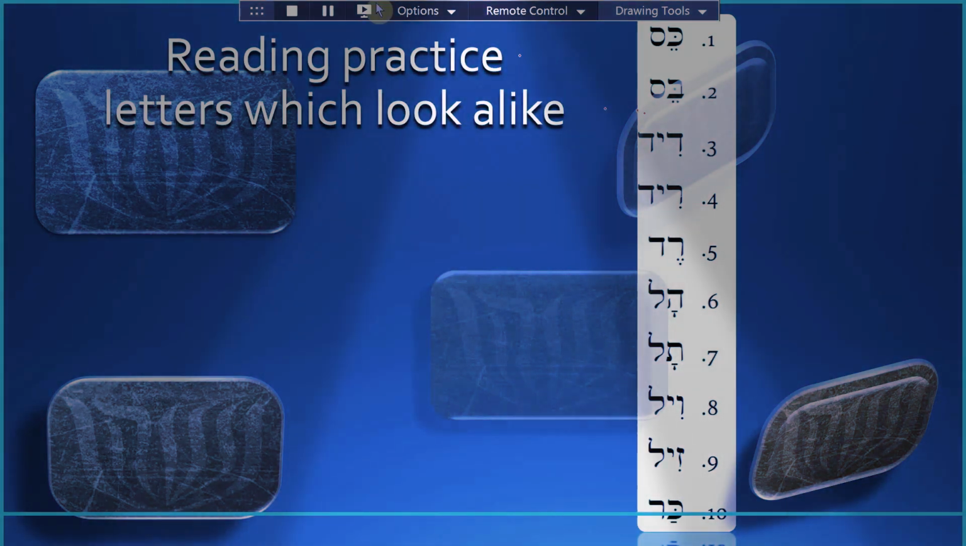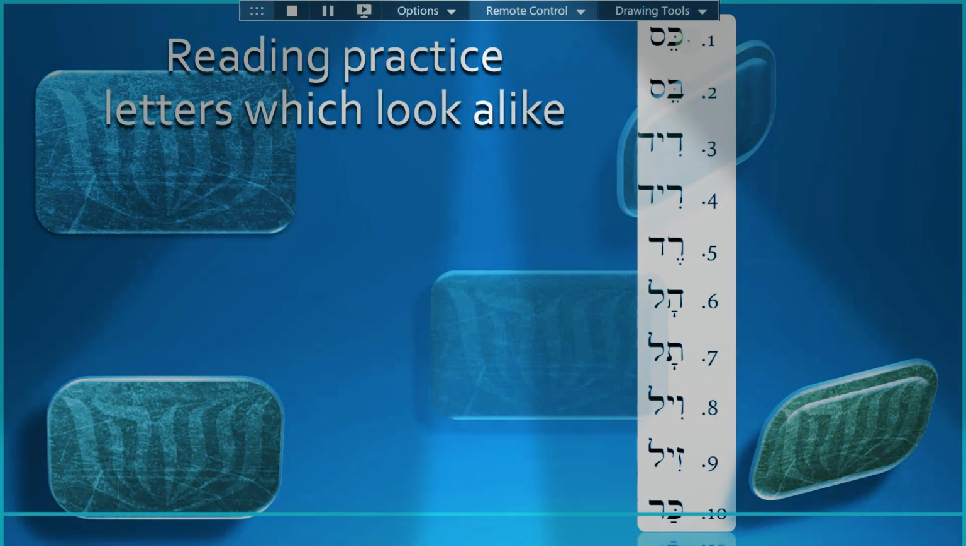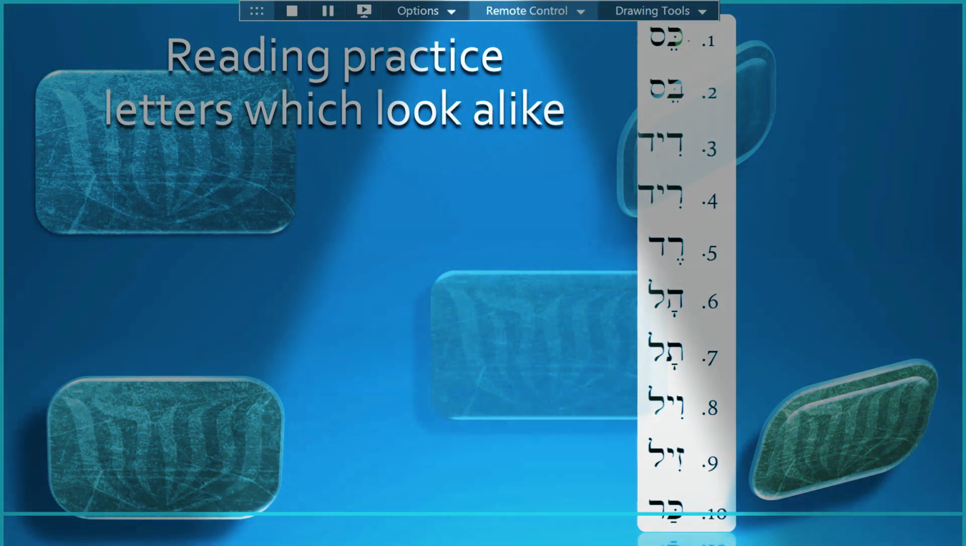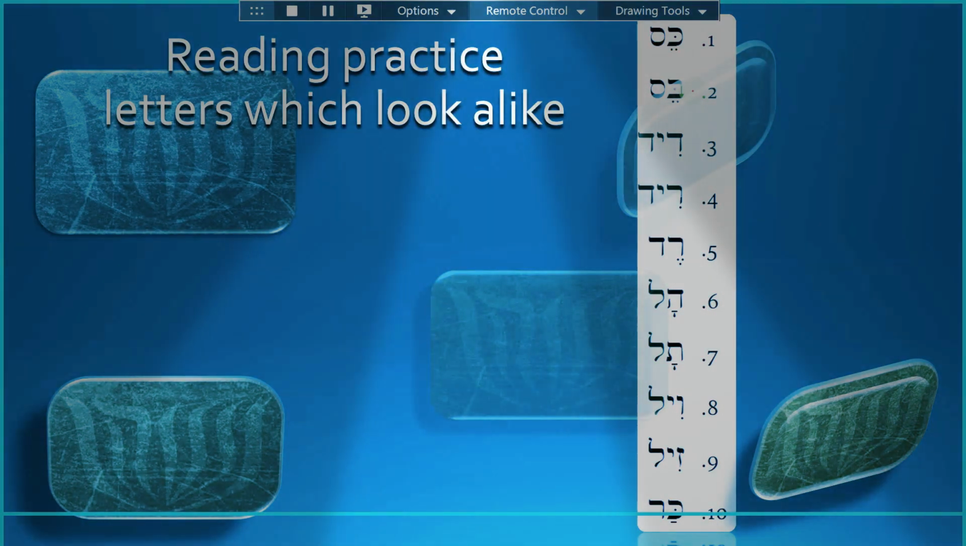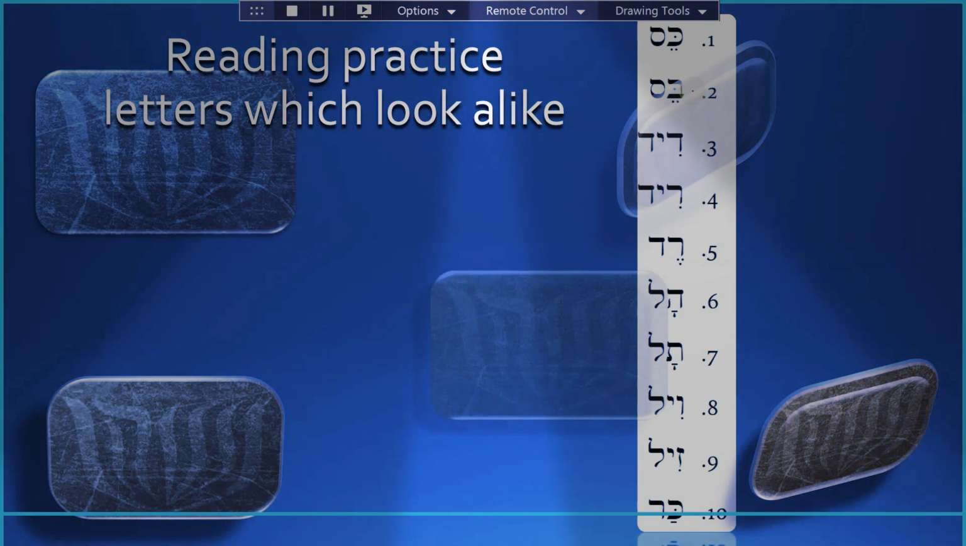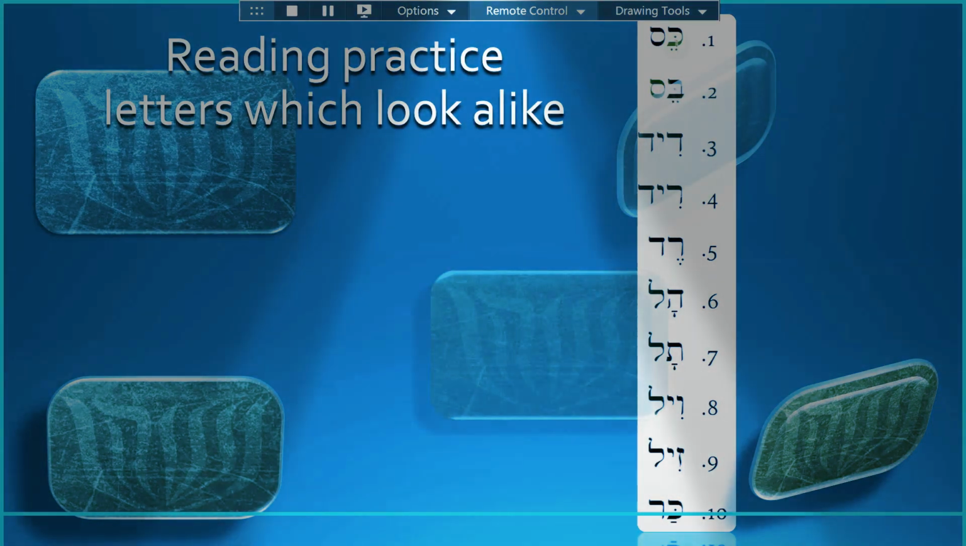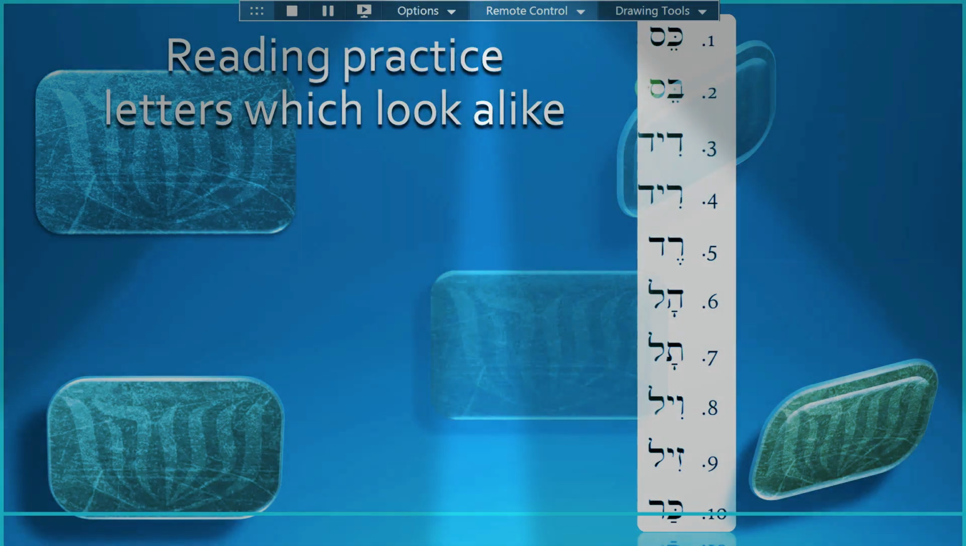Number one. Now we're going to practice some of these letters that look alike, okay? Number one, try to read it for yourself, and then I'll chime in. Case. K, letter K. Case. Number two, be careful, it's a similar looking letter, but it's different. Base. B, like boy. Base. Case and base, all right?